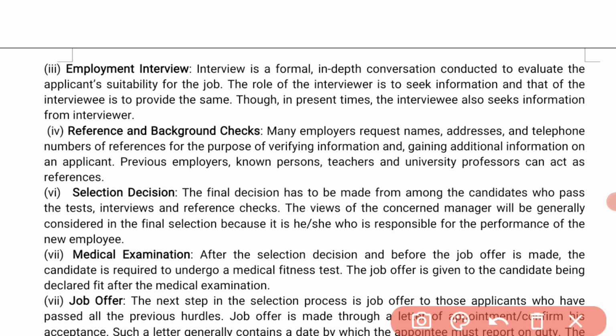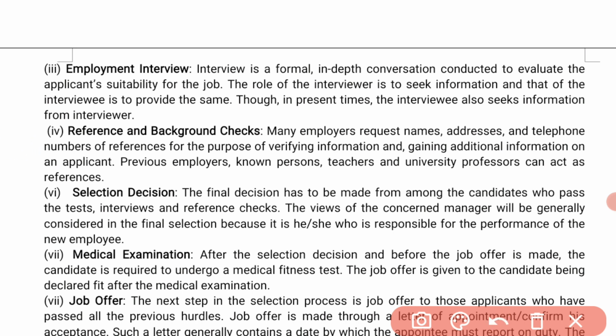Next, after completion of the interview, then we are going to do reference or background checks. We have to check the reference and background of an employee. Many employers request name, address and telephone numbers of references for the purpose of verifying the information and gaining additional information on an applicant. So previous employers, known persons, teachers and university professors can act as a reference. So from which reference the candidate has come, that we have to check.